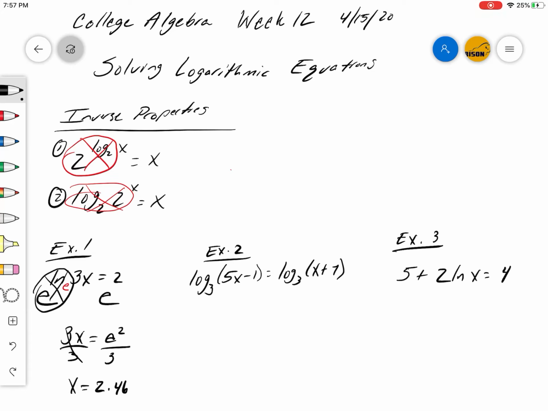Let's look at example 2. Example 2 works out really well for us because both of these things on both sides have the same base. If we did not have the same base, we'd be pretty well in trouble.